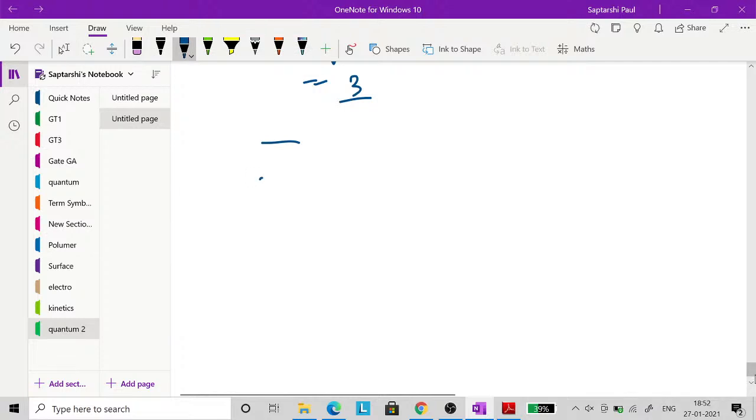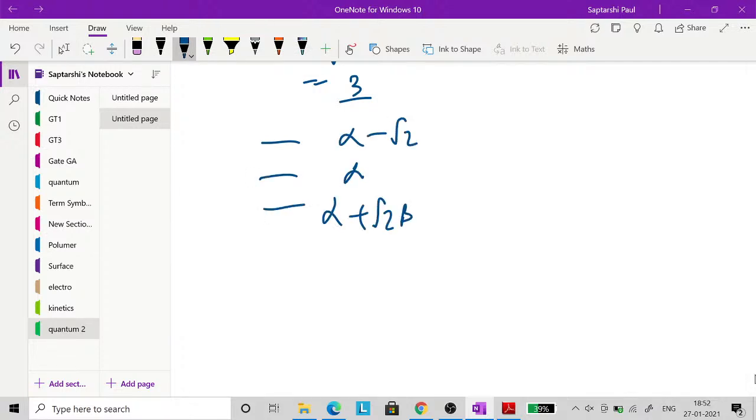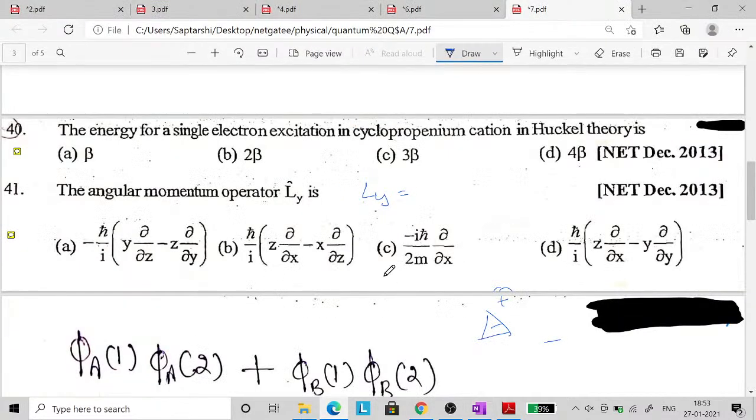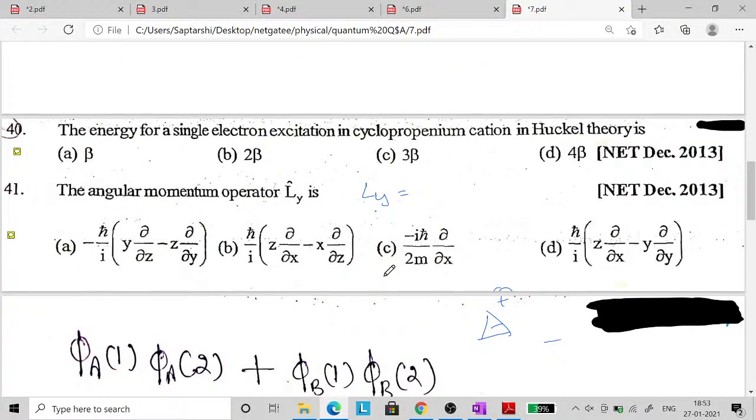So we know that for this, it will be minus root 2 beta. And this is, as you said, for your cyclopropenium ion. So there will be 2 electrons. So this will be LUMO, this will be HOMO, and the energy for single electron excitation will be LUMO minus HOMO, minus root 2 beta, or you can say it will be root 2 beta if you want to see the modulus of it, right? So it will be root 2 beta. So let us see if the answer is matching or not. The root 2 beta is there. No, it's not there. What did I go wrong? Energy for single electron excitation in the cation.